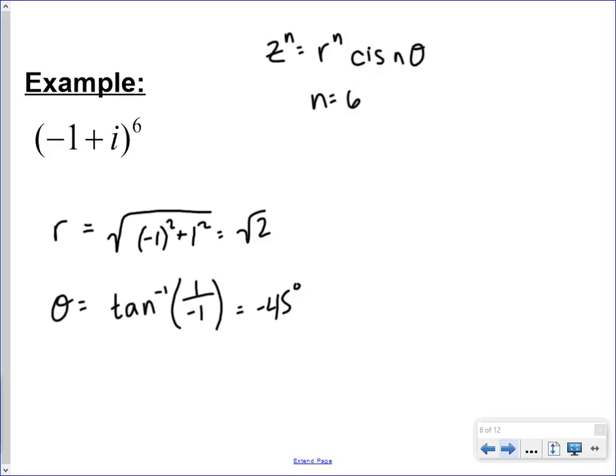But remember that little statement, we always want this theta to be between 0 and 360. So now we backtrack up to our complex number, -1 plus i. Think about what quadrant we would graph that complex number in. Left 1, up 1. That would be in quadrant 2. So my theta is really 180 minus 45, or 135.